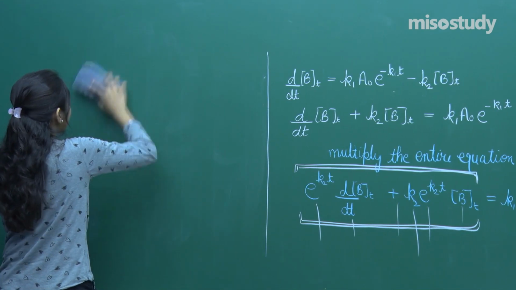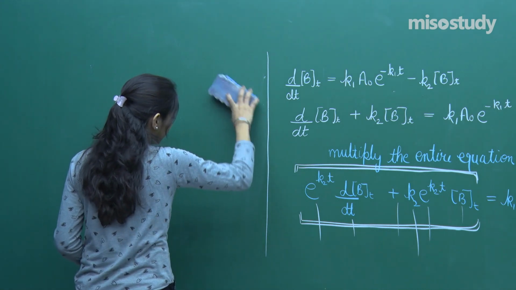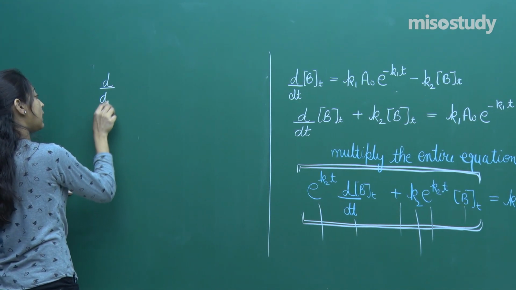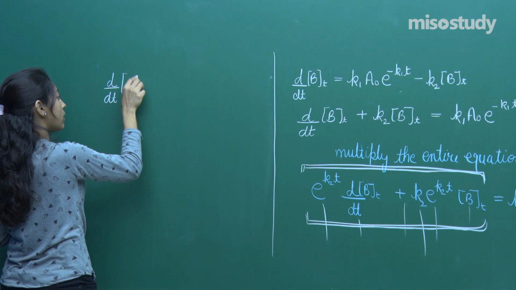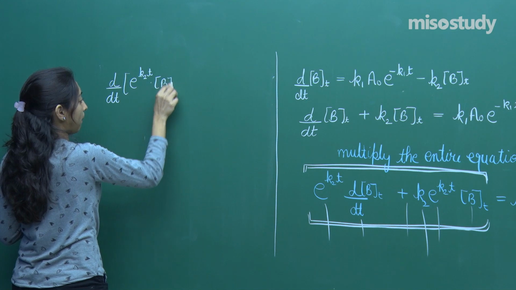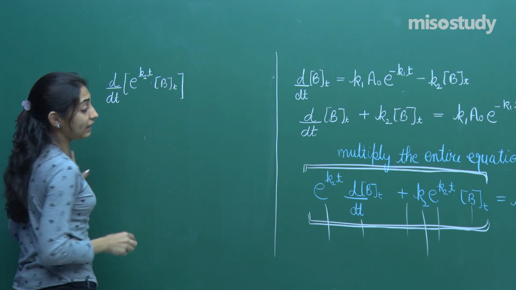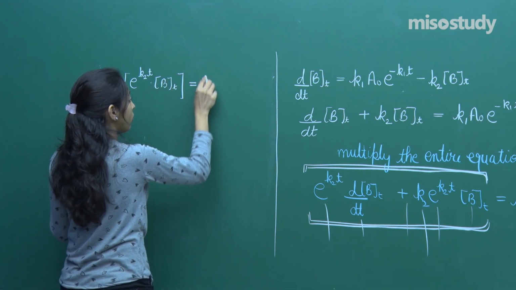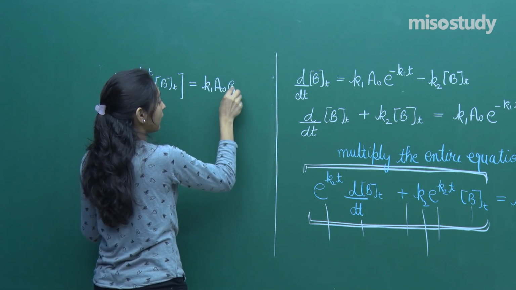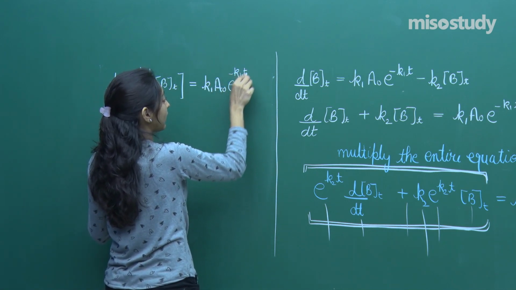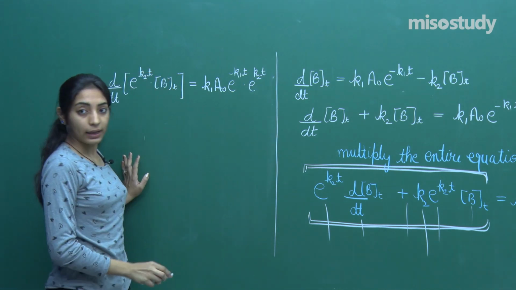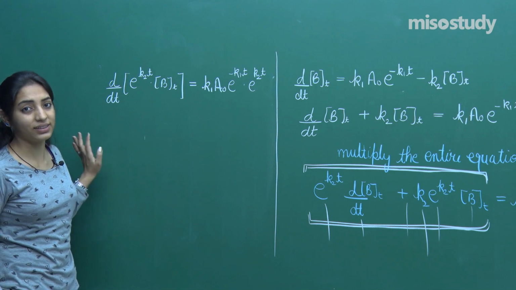So my final statement will now become d by dt of e raised to the power k2t multiplied by b at any time t is equal to k1 a naught e raised to the power minus k1t multiplied by e raised to the power k2t. Okay, so this is our final result till now.